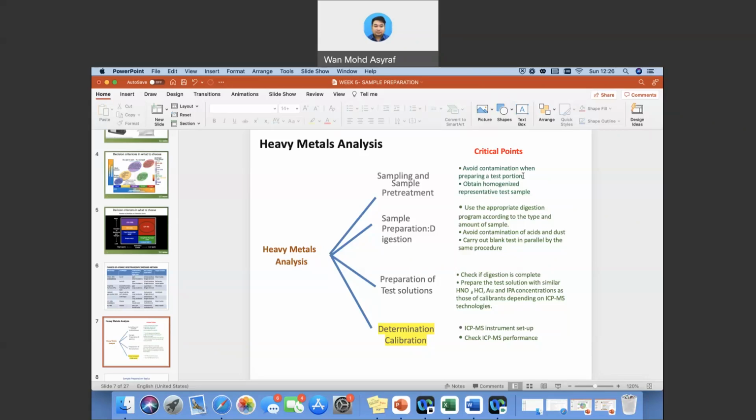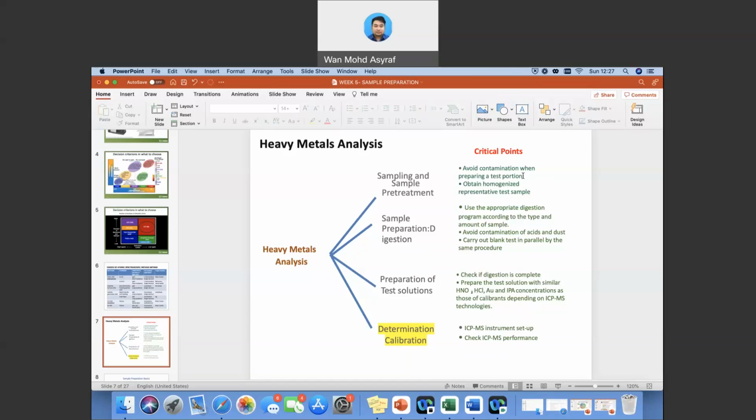All right, and then after you have done that, when you go to the sampling site, you can always rinse it with the matrix. For example, if you are doing the sampling at river A, you can wash your sample tips using river A water to make sure that they are free of the previous sampling process. All right, so first, avoid contamination when preparing a test portion. Contamination here means contamination from the previous sampling process. You don't want to have cross contamination.